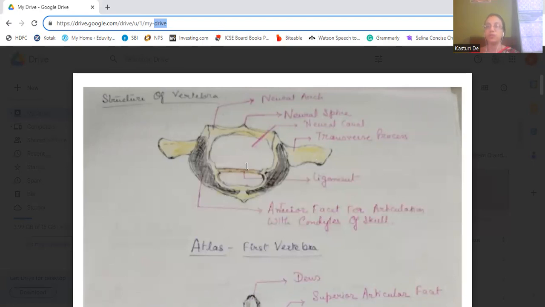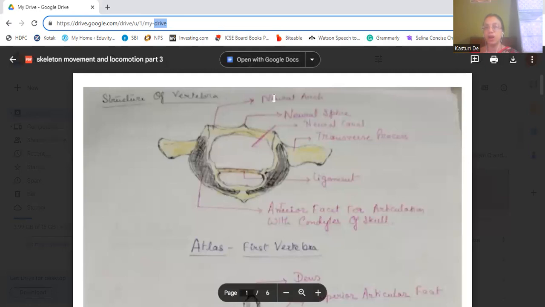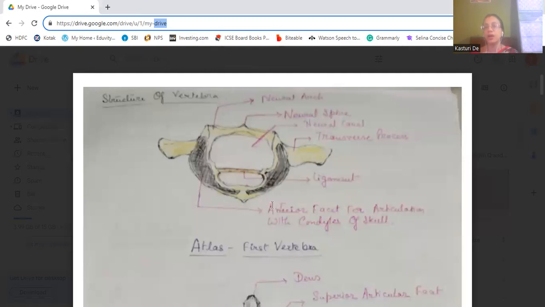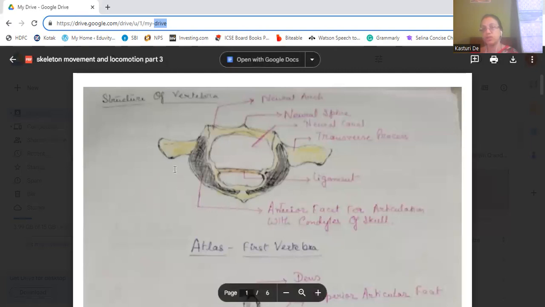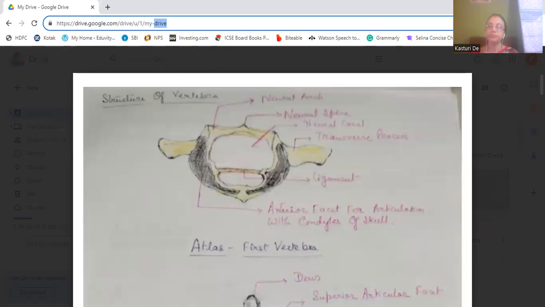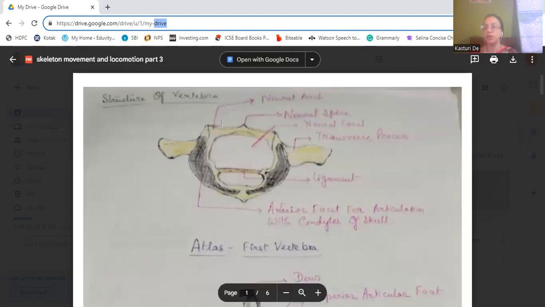These are the two transverse processes. This is the neural arch. This is the neural spine, and this is the ligament. The anterior facets articulate with the condyles of the skull. The skull fits into these two facets, and it's joined by a ligament. And these are the two transverse processes, and this is the neural spine and neural arches.